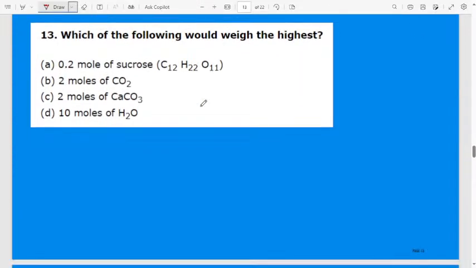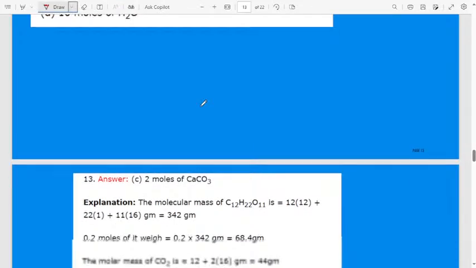Which of the following would weigh the highest? This is also a problem. Let us solve the problem. Which of the following would weigh the highest?